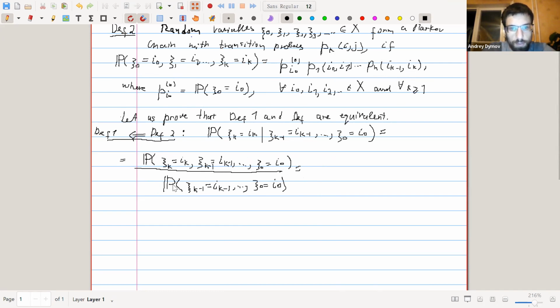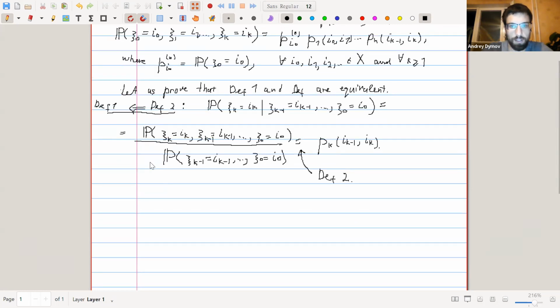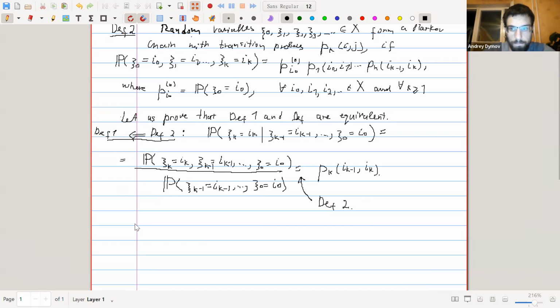But the probability in the denominator is given by a similar product, but here instead of p_k, we have p_{k-1}, right? And here we have i_{k-1}. So the product consists not of k terms, it consists of k minus one terms. That's why everything will be canceled in this ratio, but the last multiplier. So it means that we will get exactly p_k of i_{k-1}, i_k. And this follows from definition two. So is it clear? Yes.